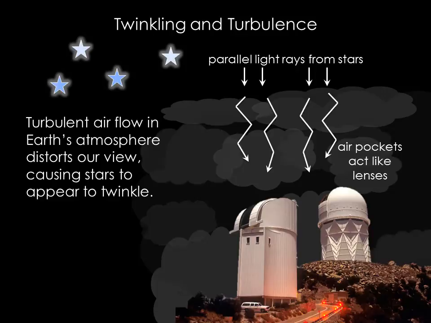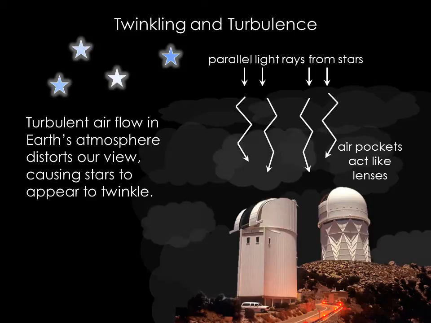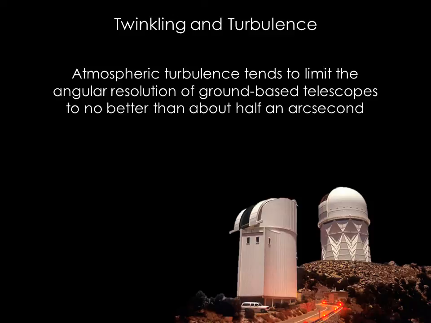The uneven heating and cooling of the atmosphere creates moving bundles or pockets of air. These air pockets act like little lenses. When parallel light rays from a star hit the bundles, the rays bend in unpredictable ways. Therefore, when a telescope on the ground looks up at the night sky through the atmosphere, we get a twinkling and blurry image. Atmospheric turbulence tends to limit the angular resolution of ground-based telescopes to no better than about half an arc second, even if a telescope theoretically can achieve a smaller angular resolution.